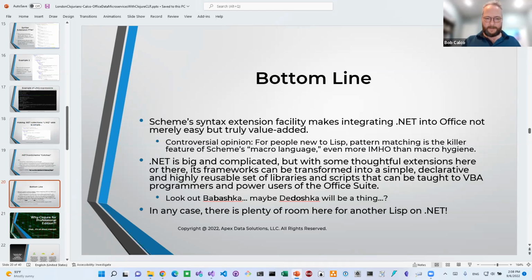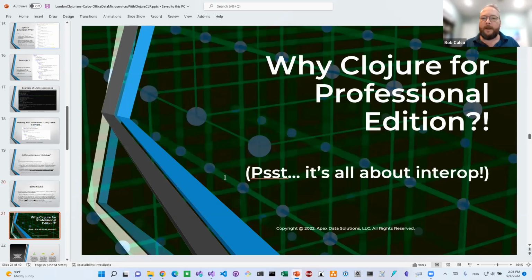I'm not going to get into the Babashka versus Dedushka stuff. That's kind of a funny play, because Babashka is like a play on babushka, which is like grandma, and Dedushka is like what you would call grandpa. So I was kind of playing off Bash and DOS there. But there's no reason why something like Babashka, or even something more .NET specific like that, couldn't be done on the CLR now. And that's something to think about. In any case, there's plenty of room here for another Lisp on .NET, and that's going to signal my transition to the next part.